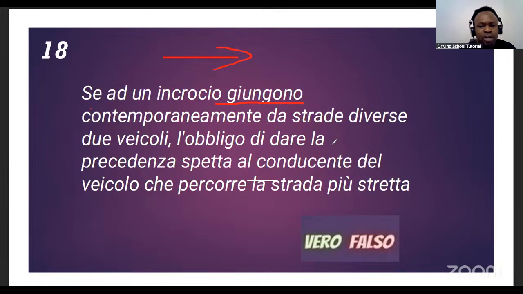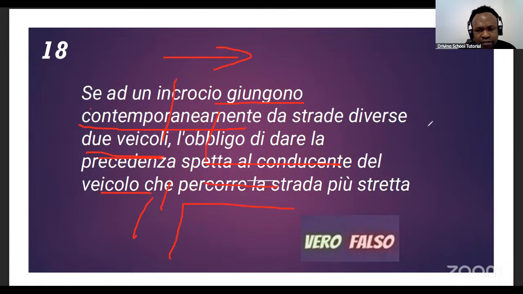Giungono contemporaneamente da strada diverse. That is to say, due veicoli. Here is referring to two vehicles. That is to say, for example, at a junction of different road, two vehicles come together at the same time. Contemporaneamente means at the same time.